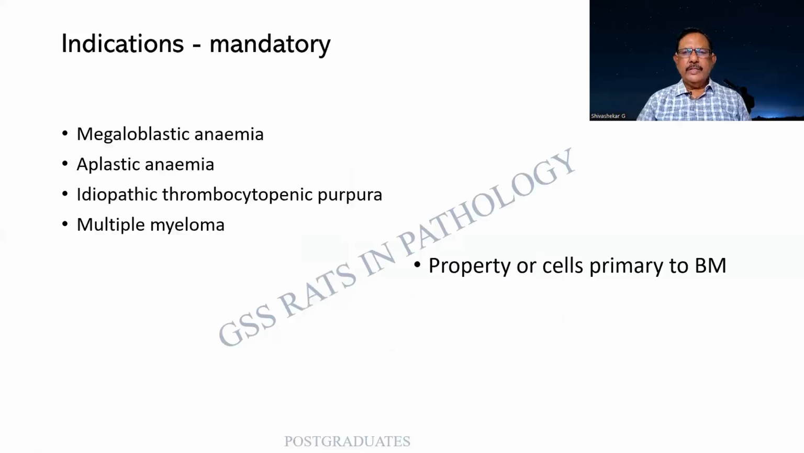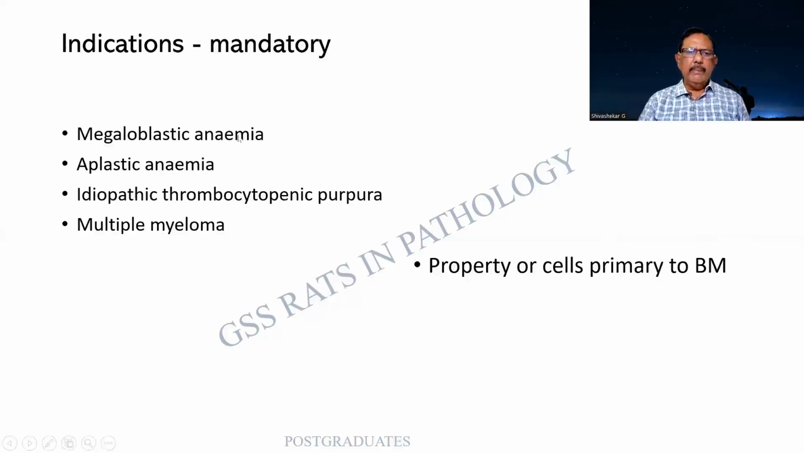The indications. This is a mandatory one. You people shall and will know. When will I know the indications, or when will I do a bone marrow aspiration? When you are studying something primary to the bone marrow. The cells of the bone marrow are being studied, then you do a bone marrow aspiration. Or it can be a peculiar property, as we shall be seeing.